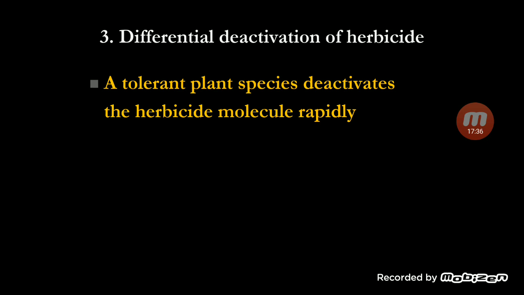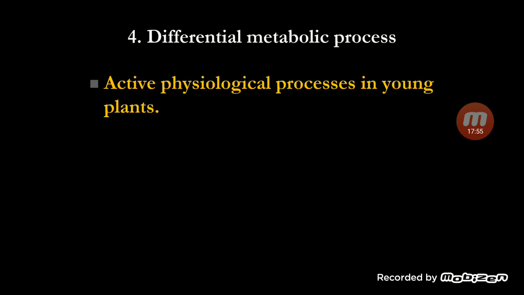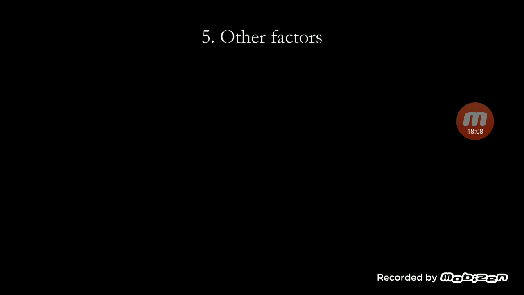Then differential deactivation of herbicide. A tolerant plant species deactivates the herbicide molecule rapidly. Just like we gave example of the propanil herbicide in rice crop. So, rice deactivates propanil. So, differential ability of plant to deactivate herbicide will decide the selectivity. Differential metabolic processes, whether these metabolic processes are happening at faster speed or slow speed, will also decide the selectivity. In young plants, the metabolic processes are happening at very fast speed.